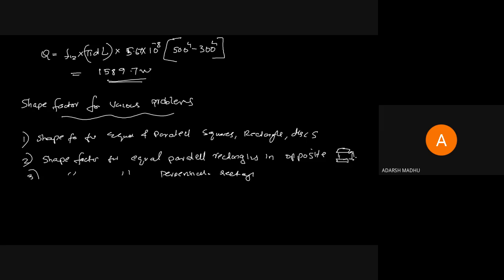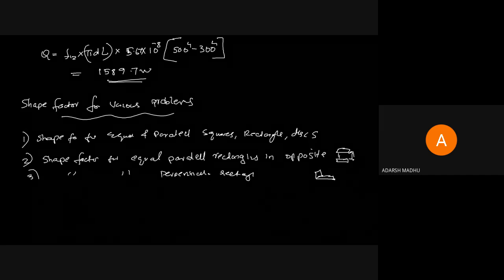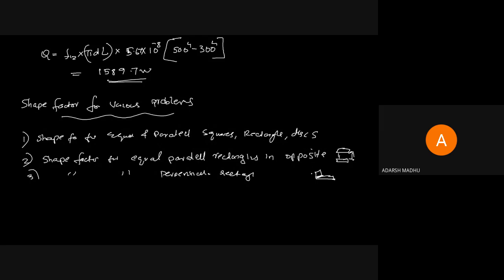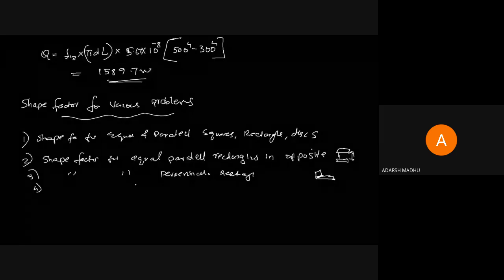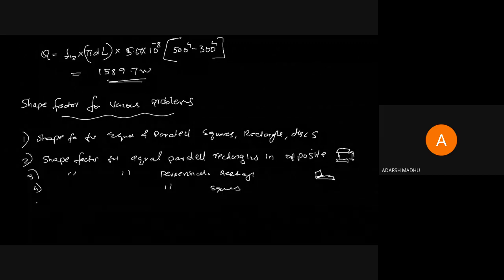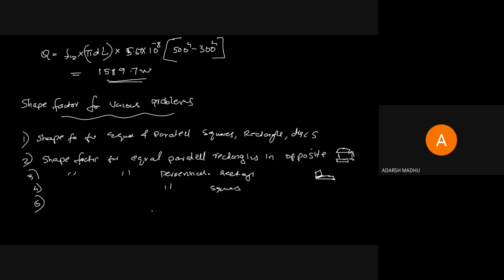Separated by a distance, opposite. If it is perpendicular, we can draw the figure as one kept in this plane and one in this plane, perpendicular to each other, and they have the same edge, the same edge for both rectangles. The next condition is perpendicular equal squares. The fifth case is not perpendicular but intersecting squares.